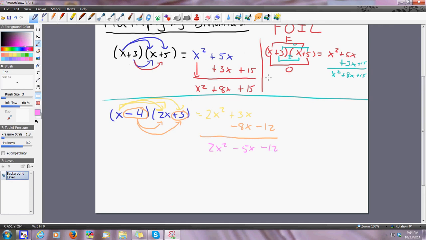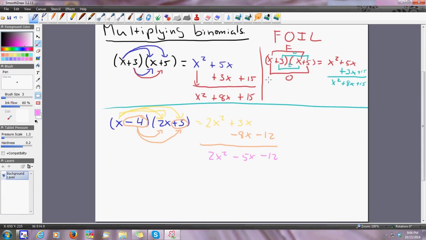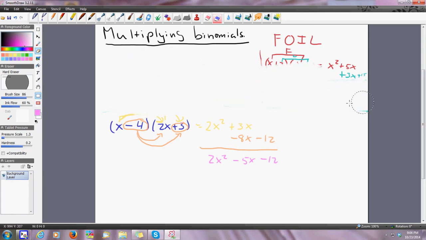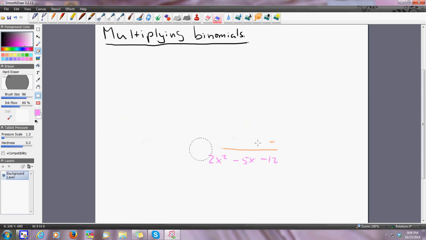I'm going to do two more examples. And if you think you kind of have it, wonderful. But I do want to show two more examples. And they're going to look quite similar, but they're going to yield two different results. And so they are worth watching.